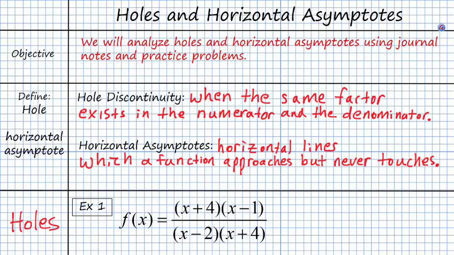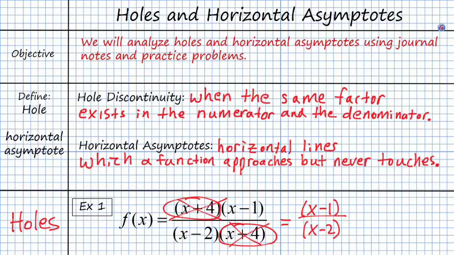So holes we see are going to be eliminated whenever we're reducing the expression. So if we see something like this, f of x is equal to (x plus 4)(x minus 1) over (x minus 2)(x plus 4), then we see that we share this factor here in the numerator and the denominator. So those are going to eliminate each other. So x plus 4 and x plus 4 will eliminate each other, and we'll be able to reduce this down to x minus 1 over x minus 2.